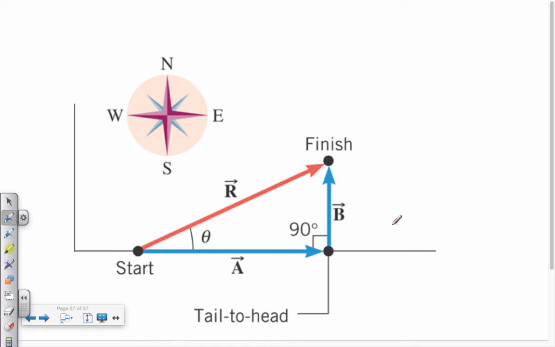So what if our vectors aren't all along the same line? What if they're not parallel to each other? Well, if they're at a right angle to each other, we can actually use the Pythagorean theorem to find the length of that vector.